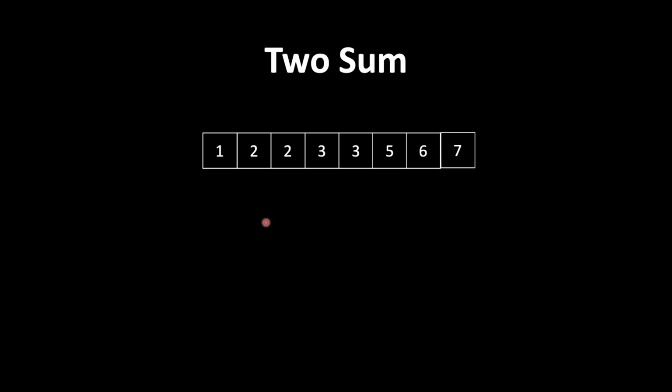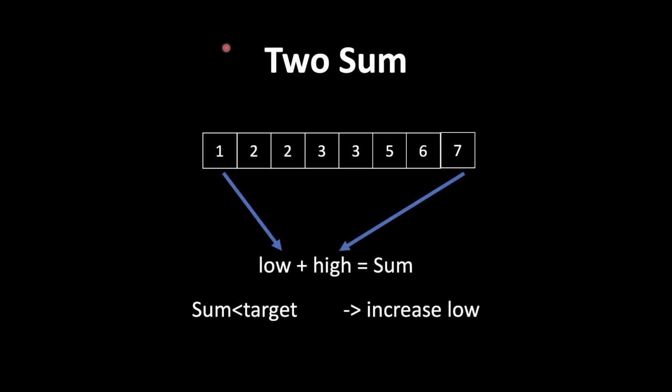So what are we going to do? We are going to take two pointers, low which will have the value of the first index and high which will have the value of the last index. But the question arises, why are we taking low as the first element of the array and high as the last element of the array? Is there any benefit? And the answer is yes.